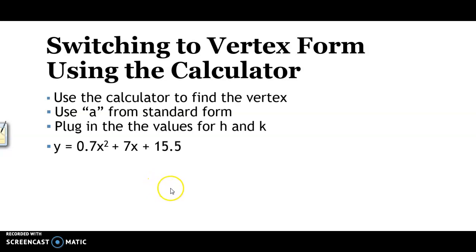Hello, today we are switching to vertex form, and this first example we are going to do using the calculator. So we're given some directions here, and it says use the calculator to find the vertex. So first off, I'm going to just talk about that a little bit. We have here a quadratic. We know it's quadratic because of the exponent of 2.